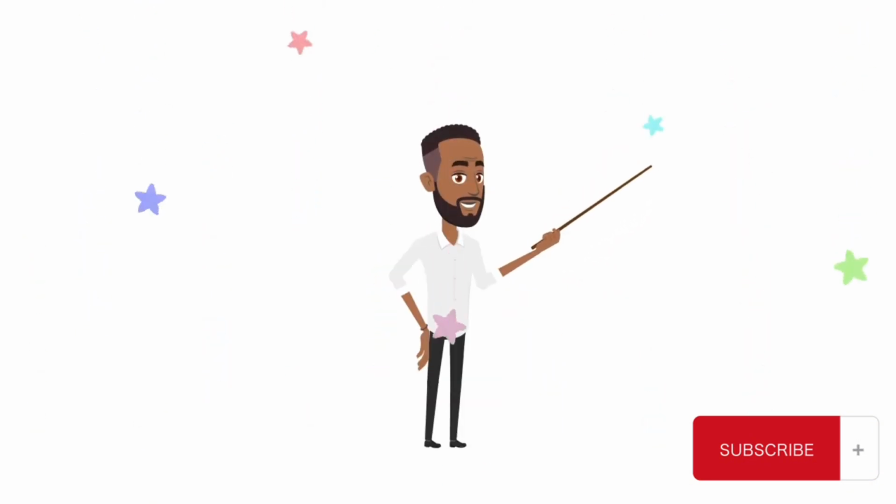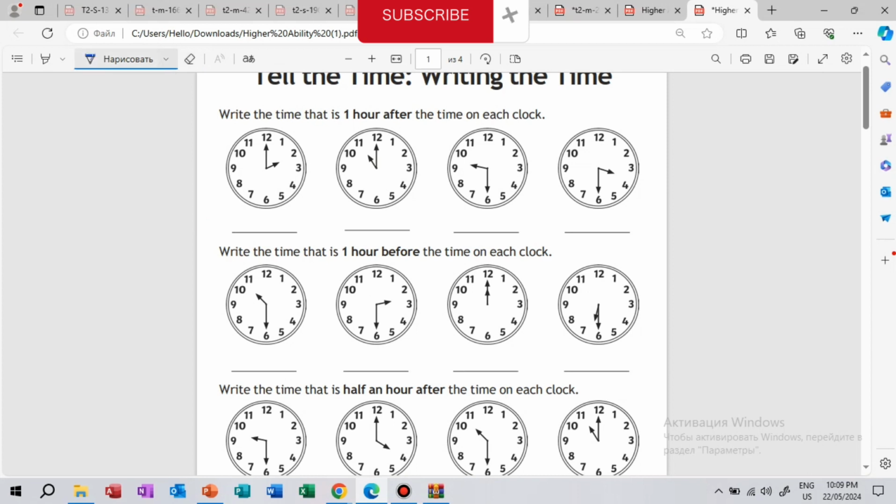Let's get started with today's lesson. Okay, welcome back. So today we're going to be talking about time. How can we tell the time? How can we write the time? So the first thing we need to know is, how can we tell the time?